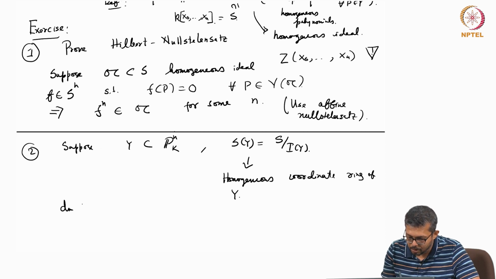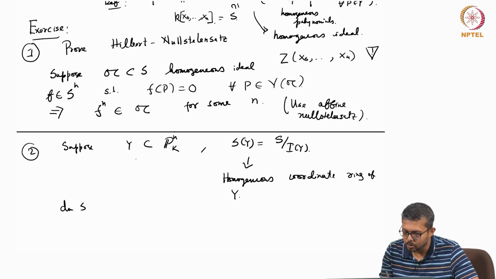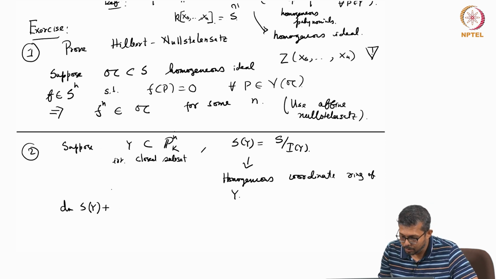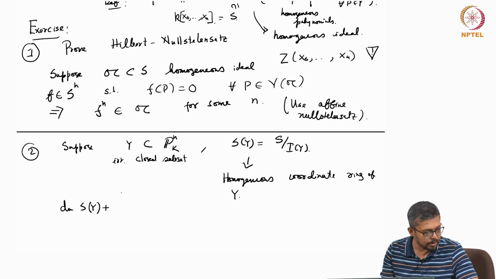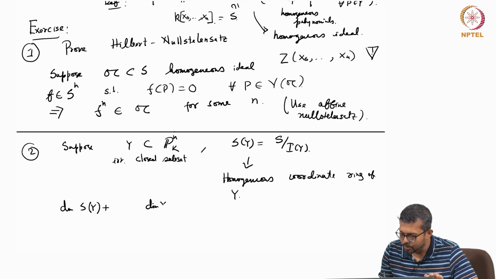Now, the point I want to make: this is a ring. Now Y is a topological space. Suppose Y is a closed subset or irreducible closed subset, that means Y is a projective variety. So Y has a dimension as a topological space, and S_Y as a ring has a dimension, right? The point is the dimension of S_Y and the dimension of Y.